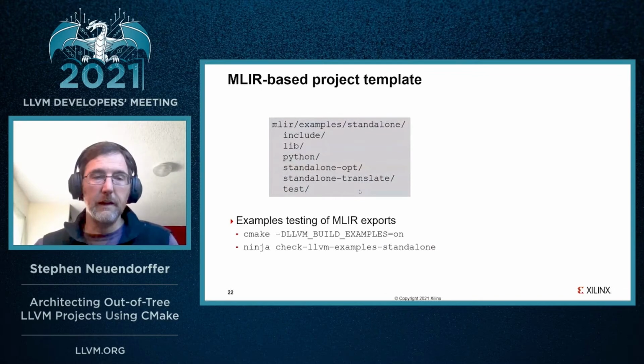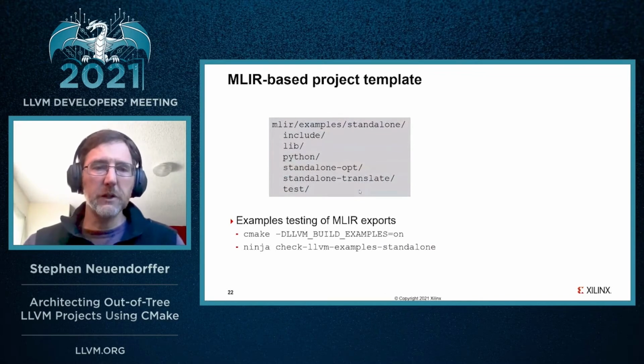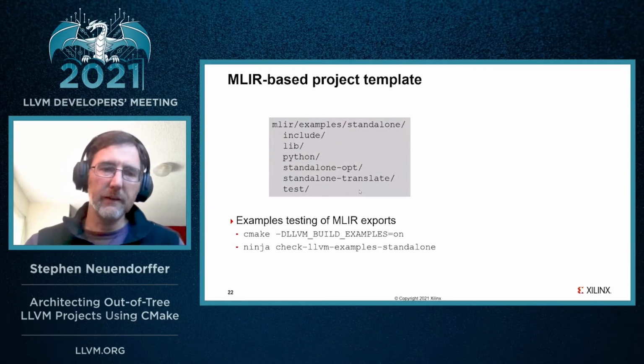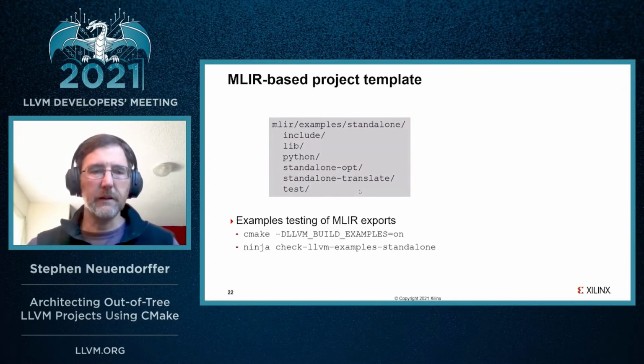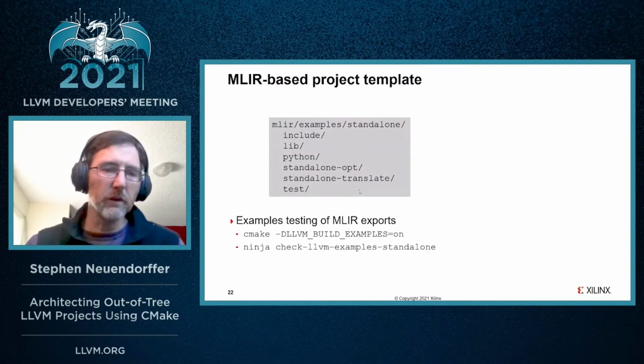In MLIR, if you are building an out-of-tree project based off of MLIR, there's actually a really great project template that is in the MLIR examples standalone directory. And this is a great thing to copy. Instead of starting your project from scratch based on MLIR, you can just copy this and change the names and get your project up and running really quickly with most of the CMake boilerplate taken care of for you.